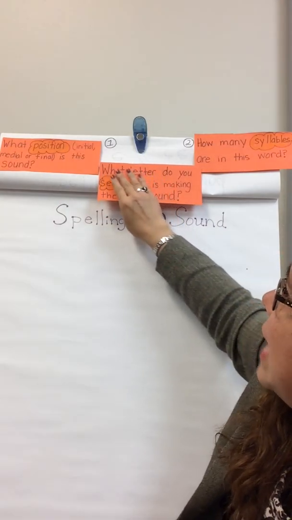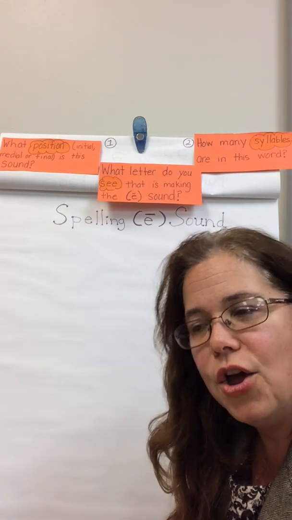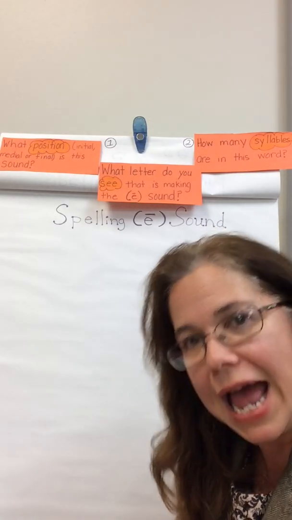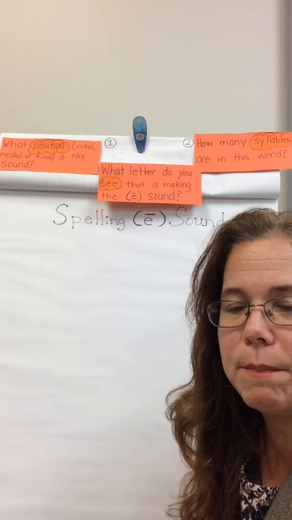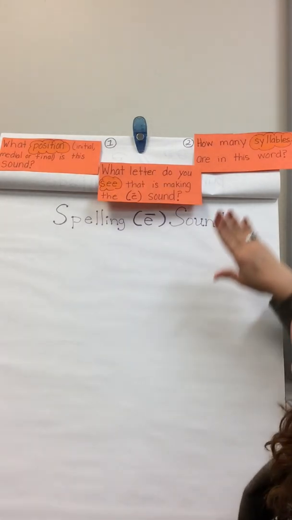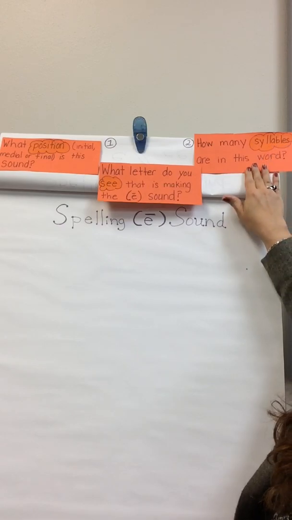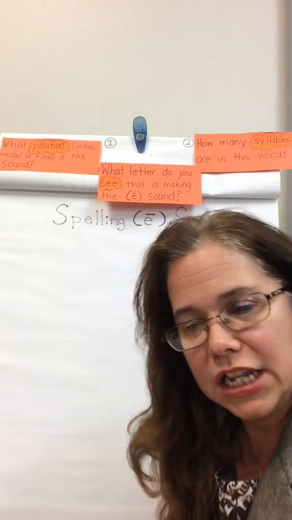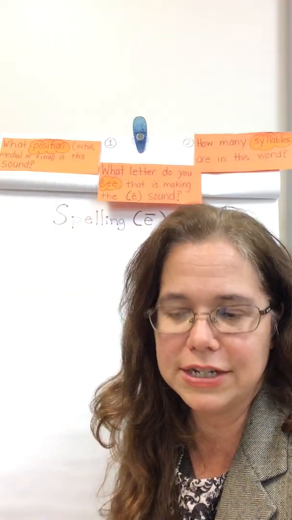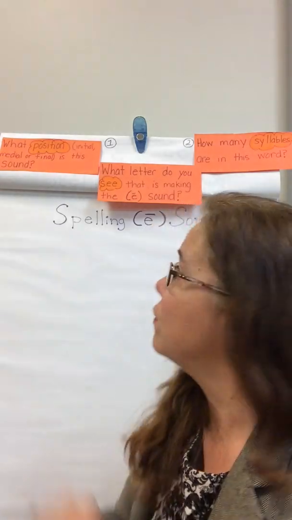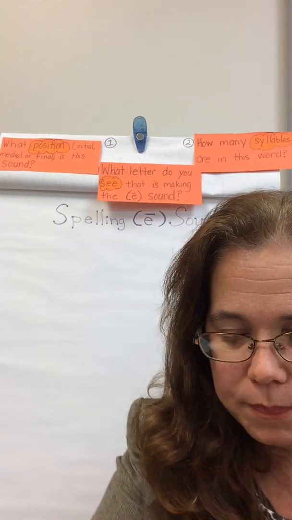The second question I'm going to ask today is, what letter do you see that is making the E sound? Because this is a discovery method. We are teaching students how to discover patterns for themselves, and these are my guiding questions to steer them in the direction I need them to go. Our third question is about syllables. How many syllables are in this word? The number of syllables in a word and its position dictates how to spell certain sounds. And it's especially true for spelling the E sound today. And I'm going to model how I do it with students.